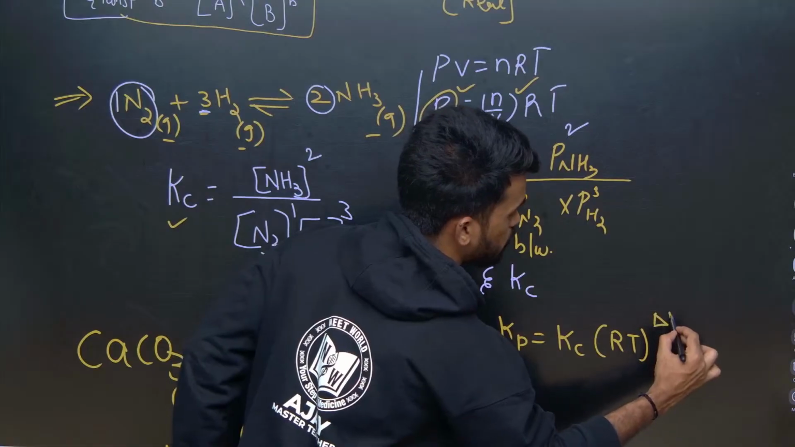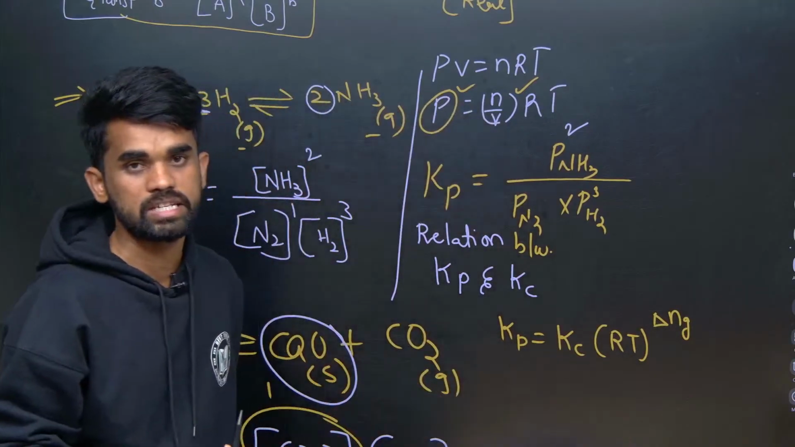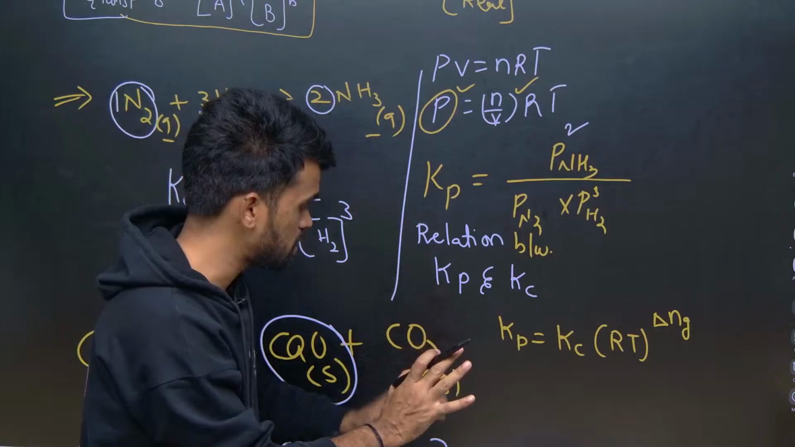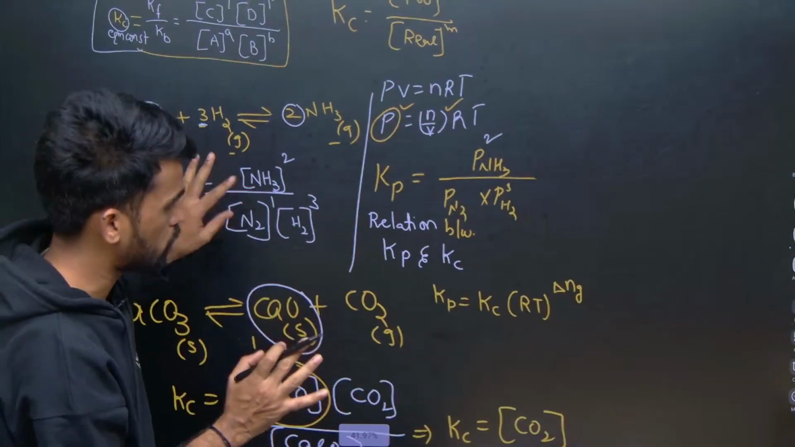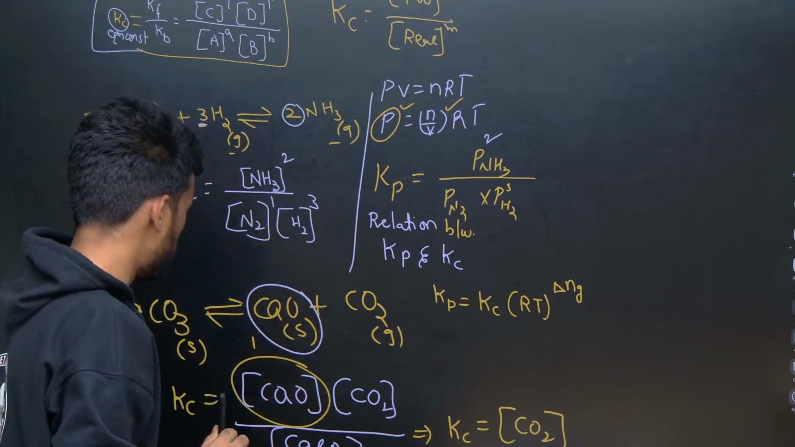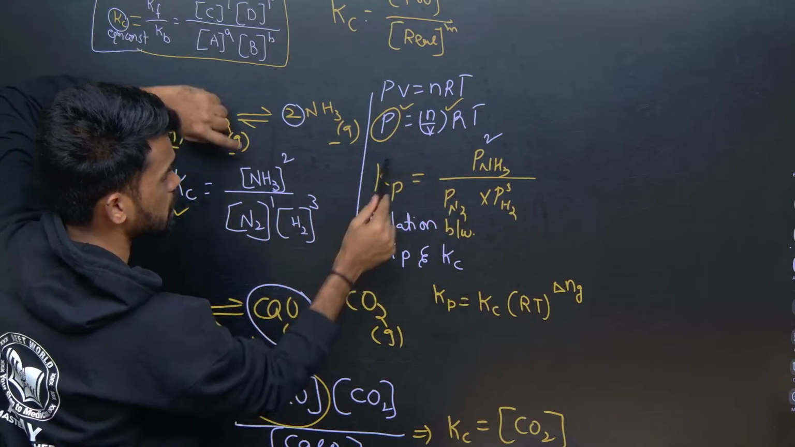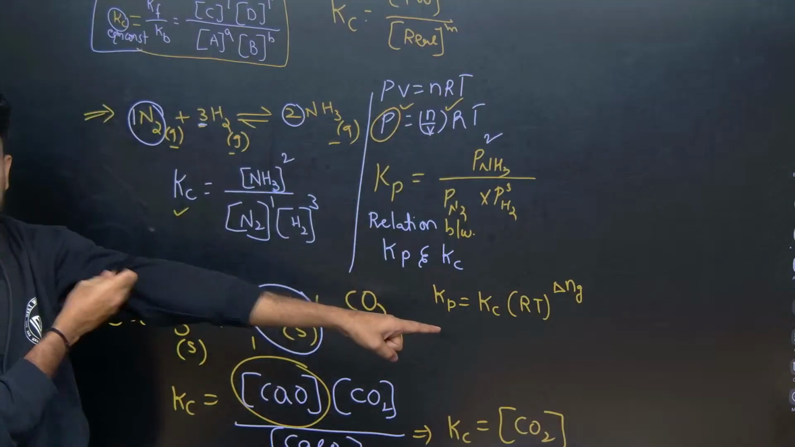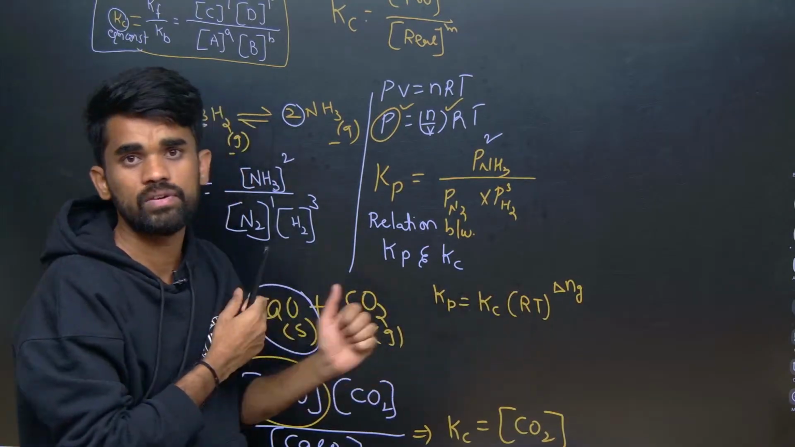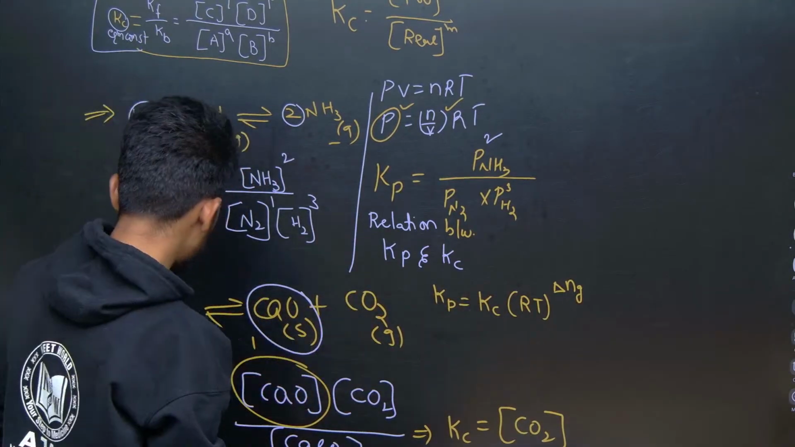I am not showing the derivation here because we have very less time. So just go with this. I hope you already know since you are preparing for this exam. Anyway, if you want, you can relate these two using this equation, and you will get this final relation. So what is this delta Ng here?